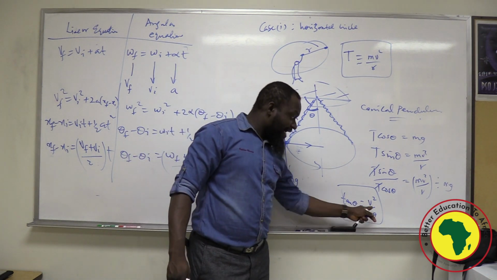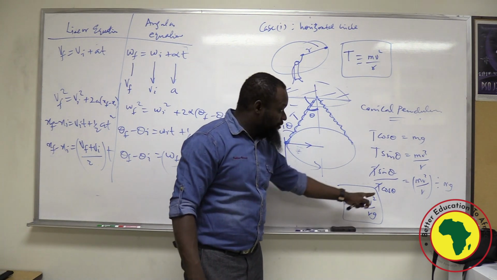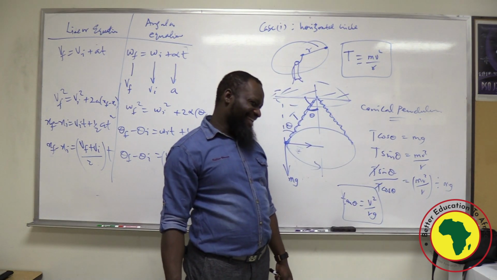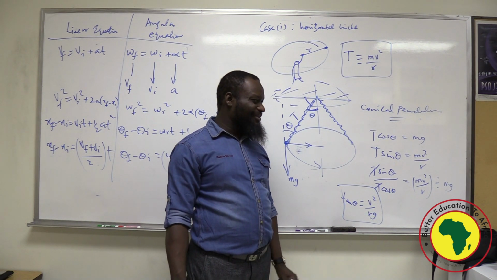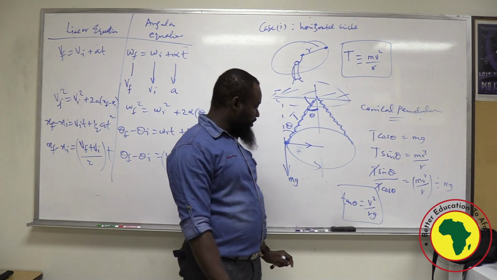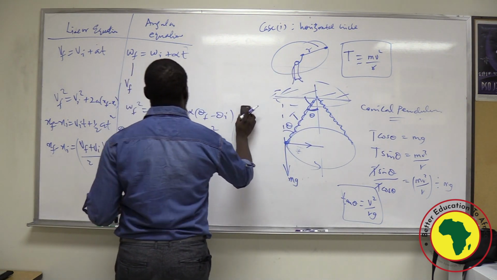From here, I can get the speed of whatever is going in the conical pendulum. And when I get the speed, I can put it here and get the tension in the string. We're going to solve examples on this, but now I'm just giving a general indication of what's going on. Good. That's for a conical pendulum.